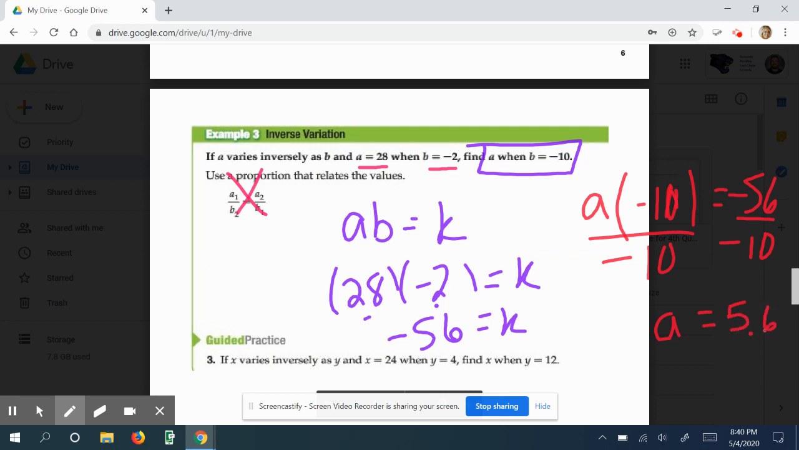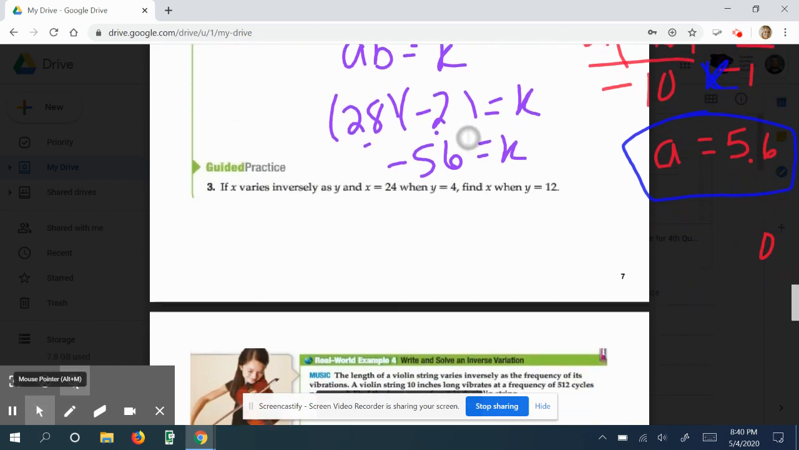Or the other way that they said to do it was this. They said that y is equal to k over x, right? And so you could say that we know that b, in our case, negative 10, is equal to negative 56 over x. It's the same idea. You cross multiply, and you still end up getting 5.6. So it doesn't really matter which way you do it. You get the same answer both ways.